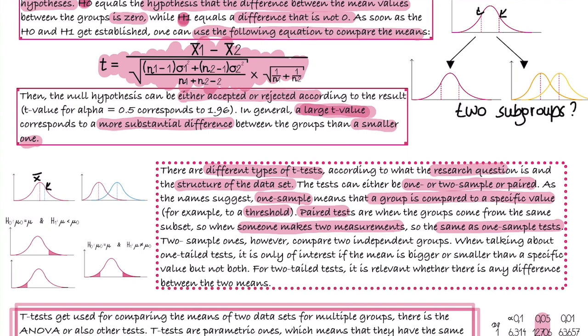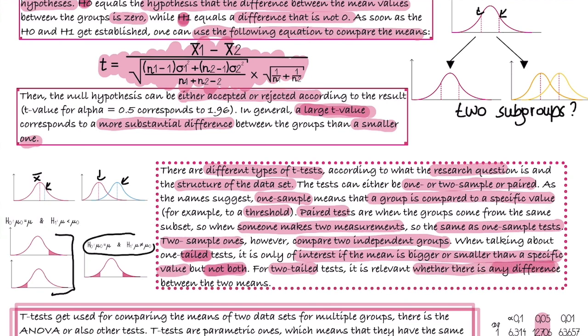Now for two sample ones, we compare two independent groups. This is what you see here depicted by the red and the blue graph. Then there are one and two tail tests. If we have a one-tailed test, it's only of interest if the mean is bigger or smaller than a specific value, which you can see here, but not both. And for two-tailed tests, it's relevant whether there is any difference. And here you see the mathematical formula depicting it.